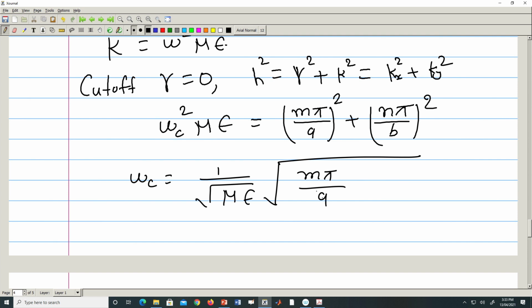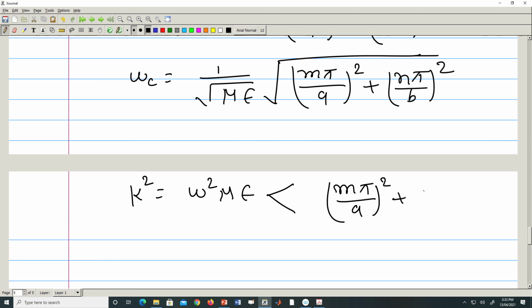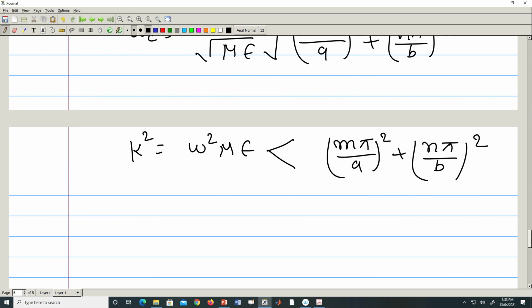And in the second part, for the evanescent mode, k square, that is omega square mu epsilon, will be less than m pi by a whole square plus n pi by b whole square. In this case, gamma will be alpha, that means the wave will be attenuated, and will not flow in the waveguide. Gamma will be alpha and there will be no propagation, beta will be 0.